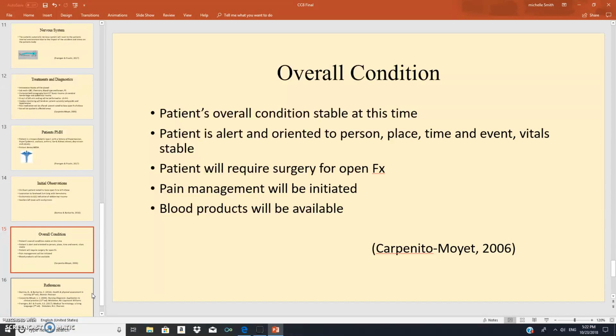Overall condition of patient. Patient's overall condition is stable at this time. Patient is alert and oriented to person, place, time, and event. Vitals are currently stable. Patient will require surgery for open fracture. Pain management will be initiated. Blood products will be available.